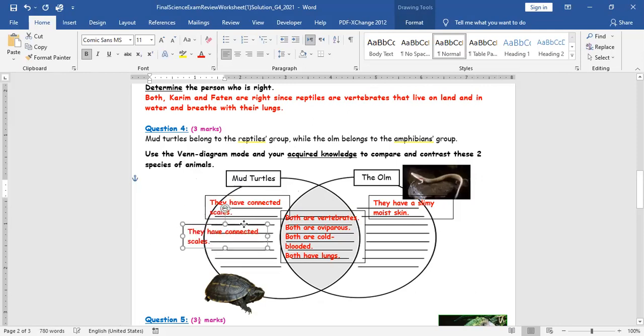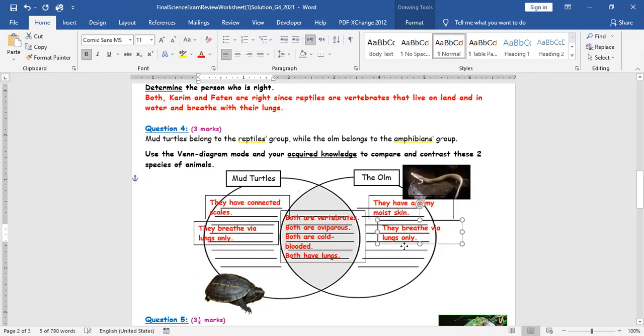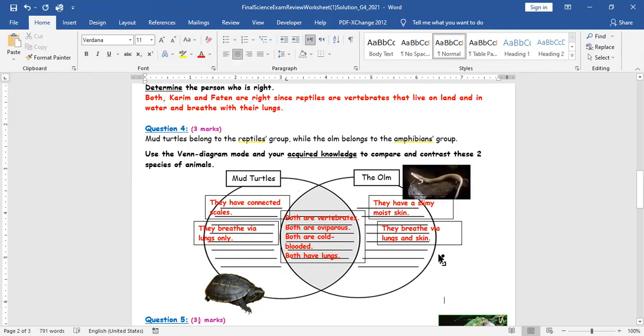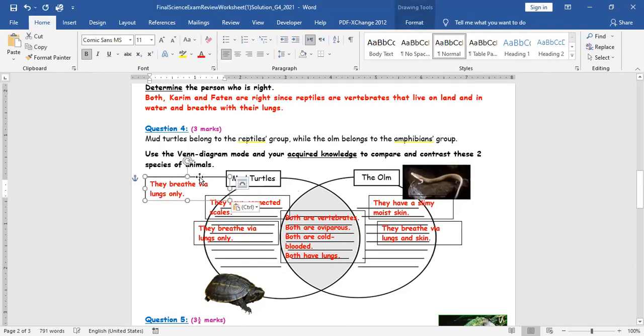Mud turtles use their lungs only to breathe, so they breathe with their lungs only. We talked about breathing on this side. You should talk about breathing on the second side. Alms breathe using lungs and skin. Amphibians have small lungs, and so they need something else to breathe with. They use their slimy skin to breathe.